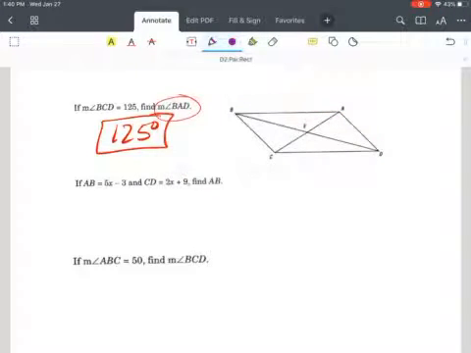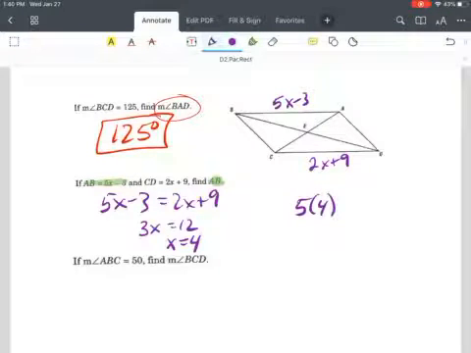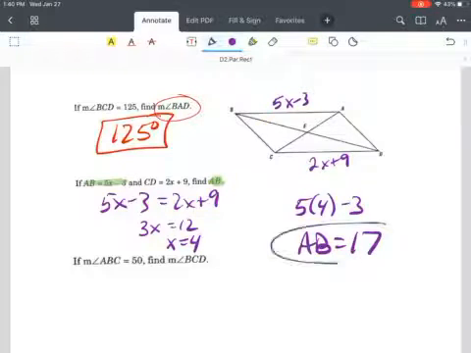For the next one, it says that AB is 5x minus 3 and CD is 2x plus 9. These are opposite sides, and in a parallelogram, opposite sides are equal. So I would set these two sides equal to each other, and then solve. I would get x equals 4. And since I'm finding AB, I would plug it back in for AB, which is 5 times x minus 3. So AB is 17.